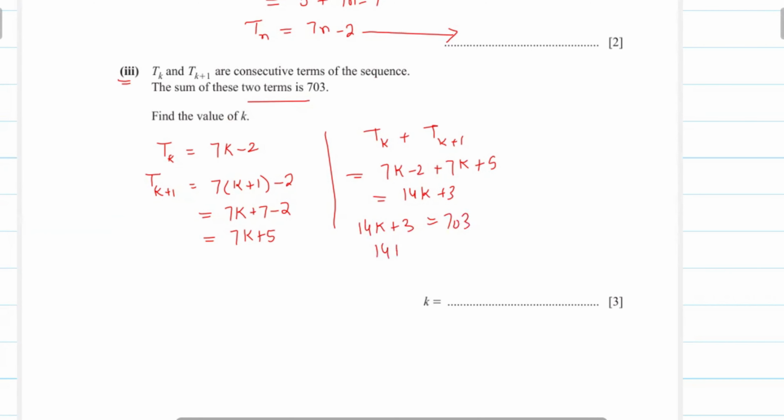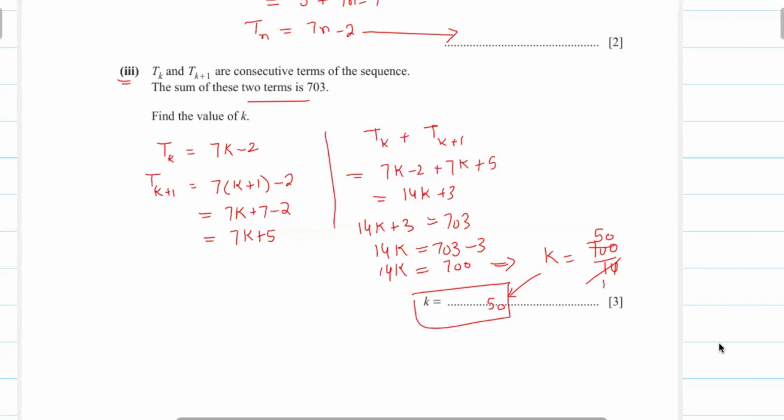Therefore, 14k will be equal to 703 minus 3, which is 14k equal to 700, and therefore k will be equal to 700 divided by 14. 14 times 1 is 14, 14 times 5 is 70, and 14 times 0 is 0. Therefore, 50 is the value of k. Next question of this paper.